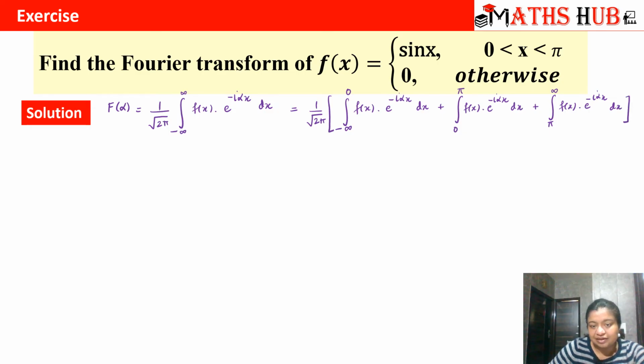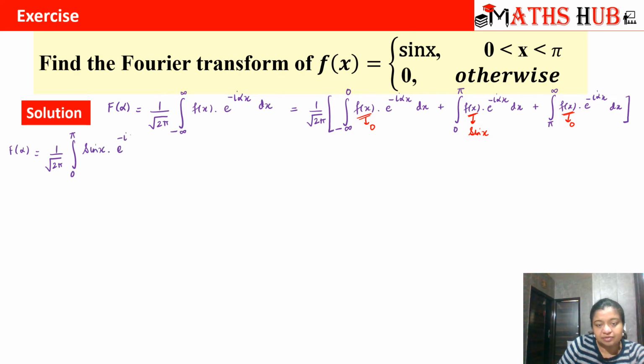Again, you can check that the function in this interval becomes 0 and again the function in this interval becomes 0. So only in the interval 0 to pi, the value of the function is sin x, right? So let us put up the integral. So your F(alpha) seems to be 1 by under root 2 pi integration 0 to pi, and then we have sin x into e to the power minus iota alpha x dx, right?